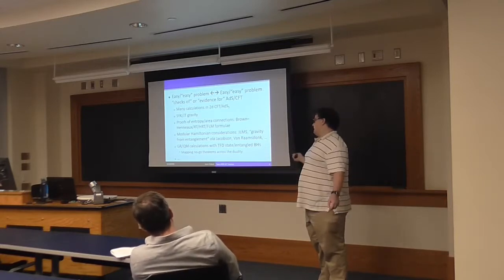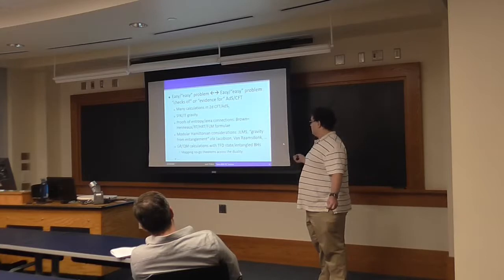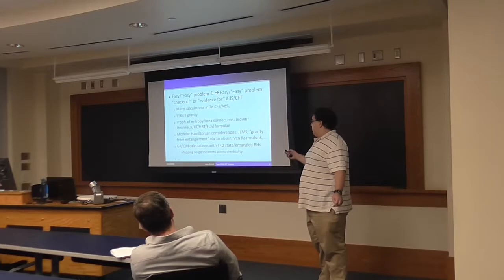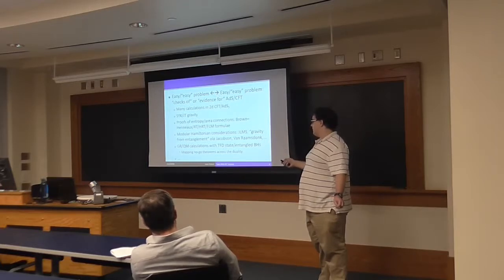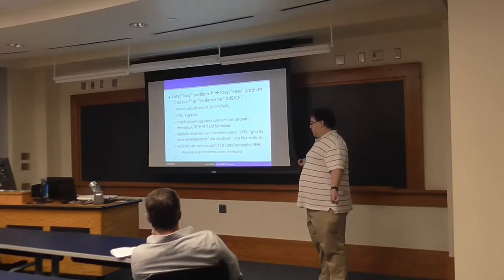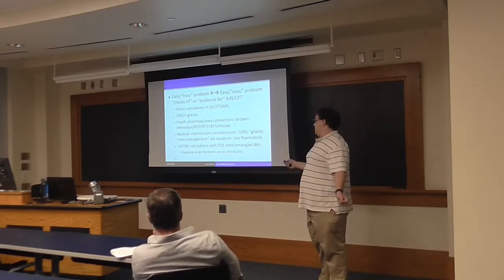There's a related set of ideas involving modular Hamiltonian considerations. So roughly speaking, this came out of dissatisfaction with the entropy, or the replica trick way to calculate entropy. So there's a nice way to write the density matrix in terms of the modular Hamiltonian.